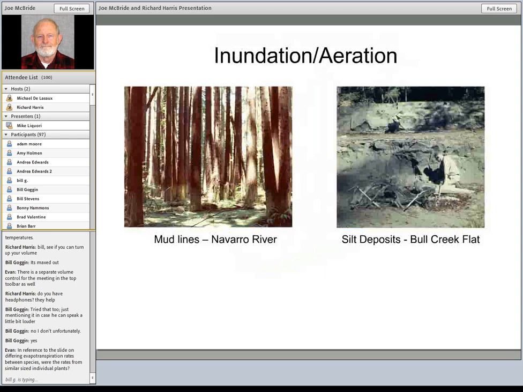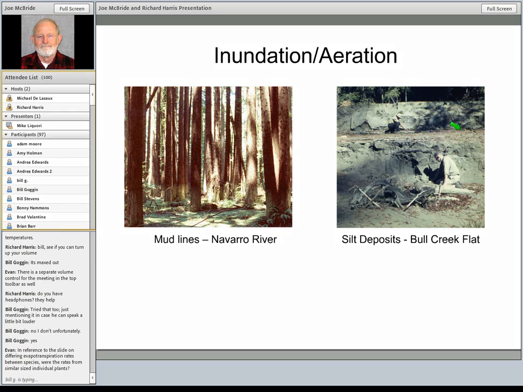Next slide shows a typical phenomenon associated with flooding in the coastal forests, particularly in the redwoods on redwood flats. You should be able to see here, I don't know if you can see my marker now, I've lost my green marker, but what are called, there we go, mud lines on the base of these trees, representing the depth of water that flowed through this forest, carrying silt and clay that plated out on the trees.